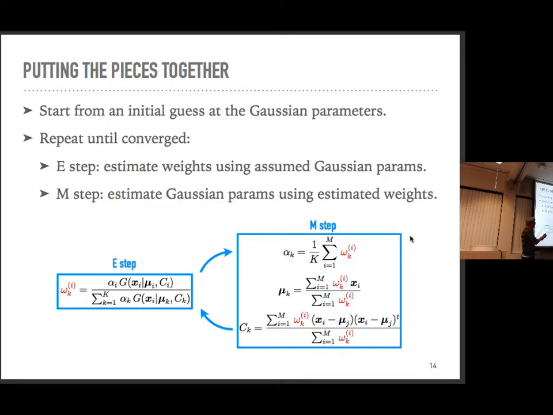This is what sometimes people call the responsibility of each Gaussian for each data point. And once you've done that, then you say, well, now I know this, and now I can use this on the right-hand side, and I use it to calculate the parameters of the Gaussians.